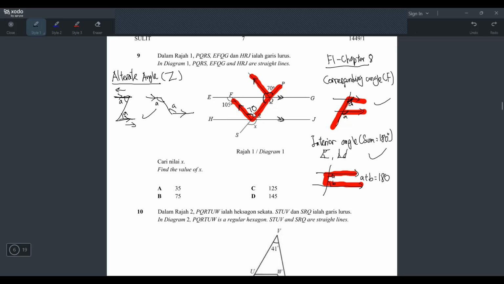C and U is the same. So how to use the huruf U? The sum here, 70 plus here, will be 180. So I'll take 180 minus 70, which is 110, right? And if this is 110, this should be 110 also.